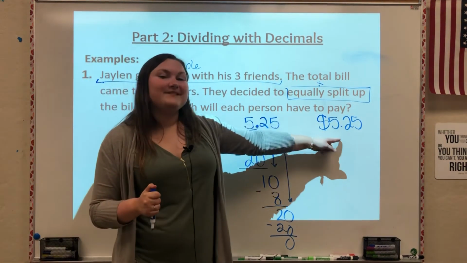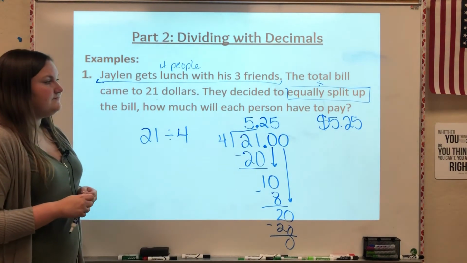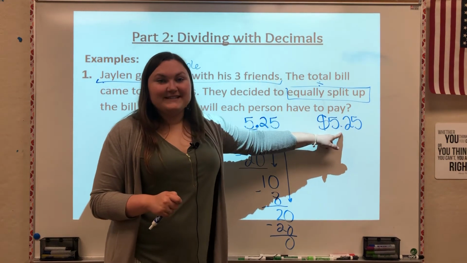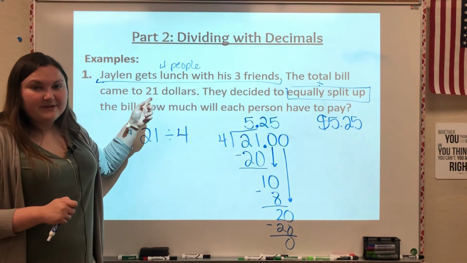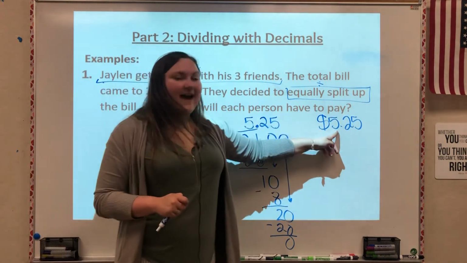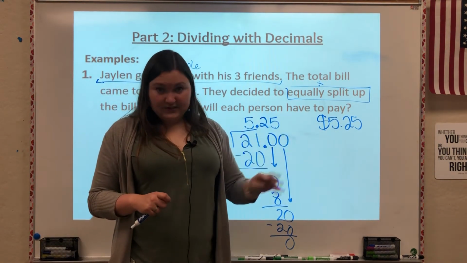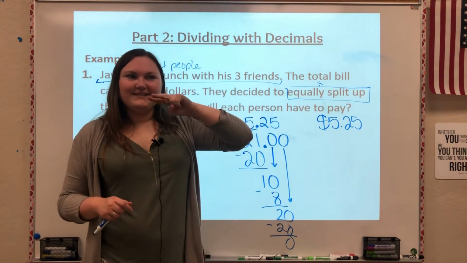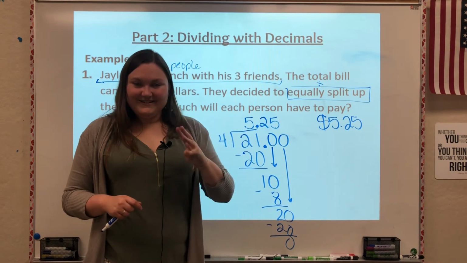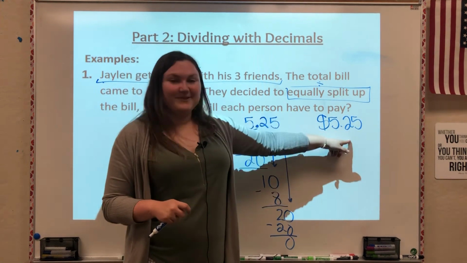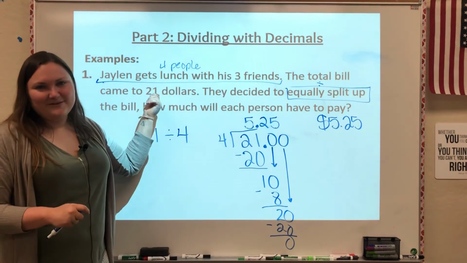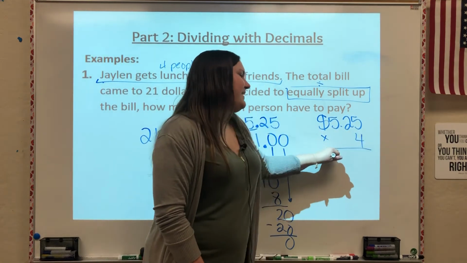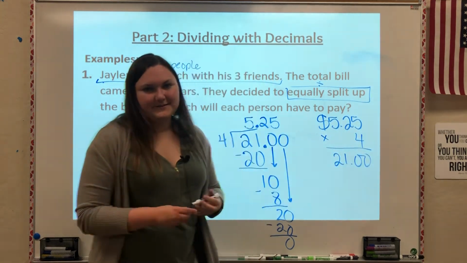Now with these word problems especially, there's a way you could check. How could you check to see if this answer makes sense? Well, think about it. If each person pays $5.25, does that mean they're going to end up paying a total of $21? Well, if 4 people each pay $5, that's 5, 10, 15, that's $20 right there. And then if each person pays 25 cents, 50 cents, 75 cents, that's $1. So you've got your $20 plus the $1 means they paid the $21. You can do it in your head like I just did, or you could actually multiply this out to make sure that it equals $21.